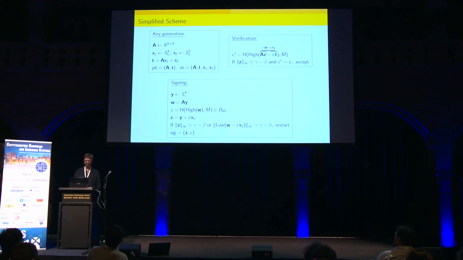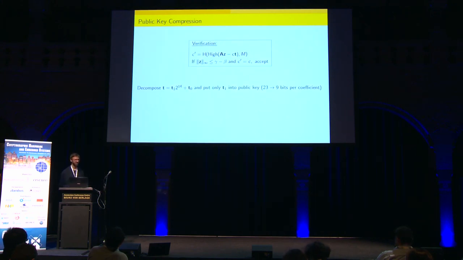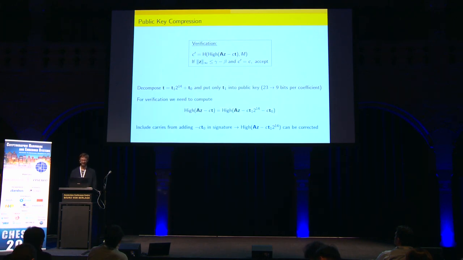But because of this second rejection condition, the high part of W minus CS2 is actually equal to the high part of W. So this is correct. And now I can explain how the new public key compression works on top of this. The idea is that you don't put the whole MLWE vector T into your public key, but you also decompose it into a high and a low part, T1 and T0, and only put T1 into the public key. And then the question is, how can you still verify signatures if you only have T1?